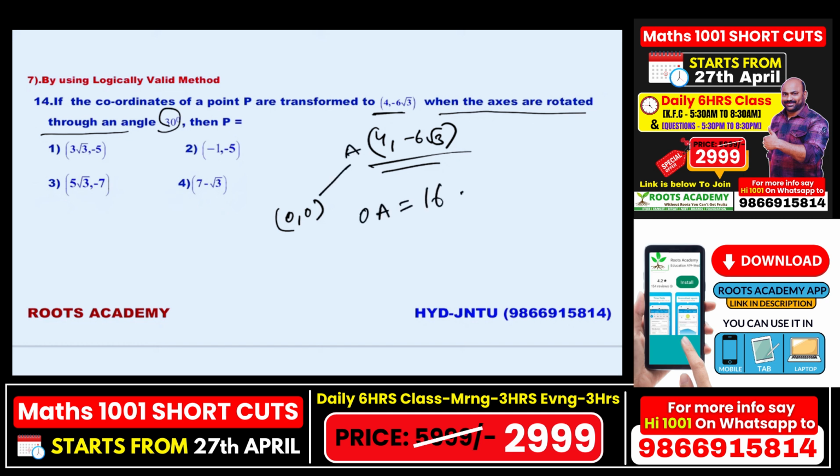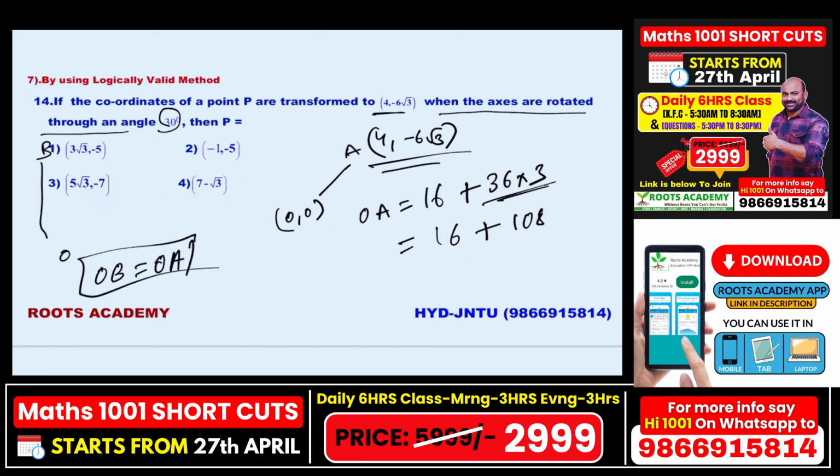What is the OA distance? It is 16 plus 36 into 3. So 16 plus how much will you get? This is 108. So you will get some number. Now by squaring and adding, assume this is B and take the origin, find OB. OB should be equal to OA because lengths will not change. So what will that be? By verifying 49 plus 9, you won't get 108 plus something. This is 25 into 20 plus 27. This won't work. I think you can get it here.